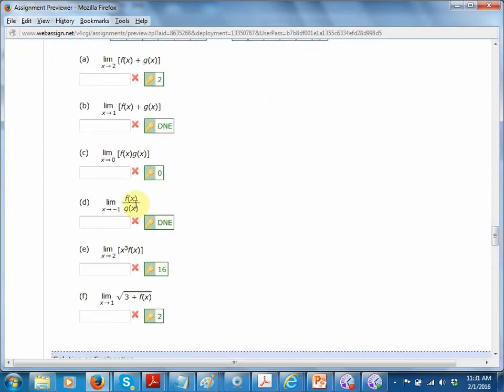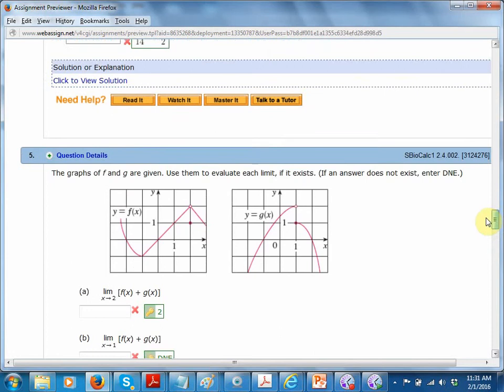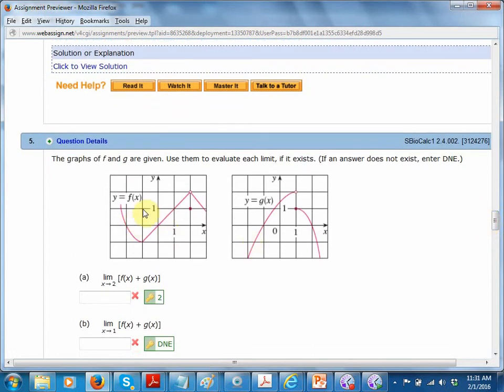So they have a few more like this. f of x divided by g of x as x approaches -1. Well, you go back to the graph and say we're at -1. -1 is right here. Put the magnifying glass on. The y value is going to be -1.